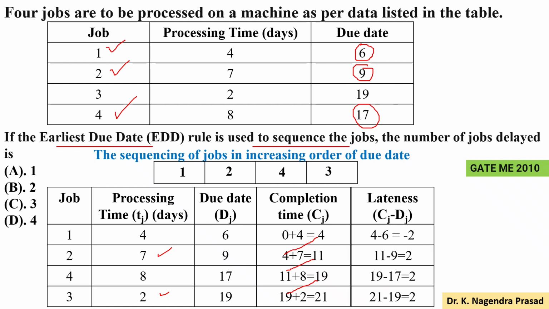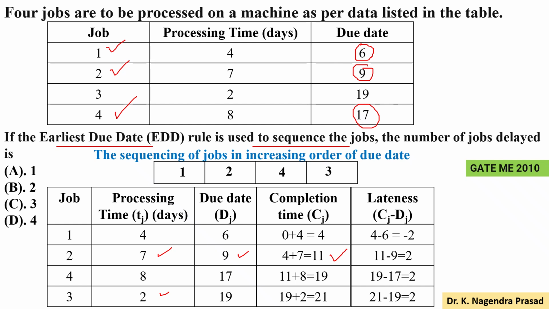So next we have to determine the lateness, which is equal to Cj minus Dj. For job 1, Cj is 4 and Dj, the due date, is 6. So 4 minus 6 is equal to minus 2. Similarly for job 2, completion time is 11, due date is 9. So 11 minus 9, which is equal to 2.